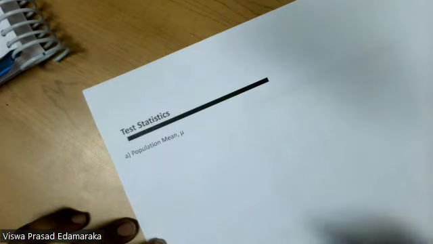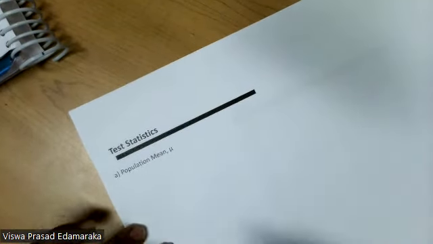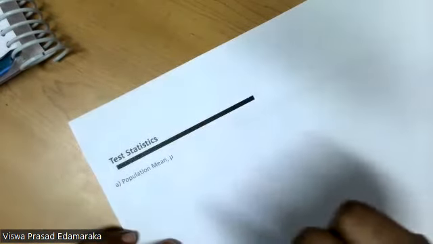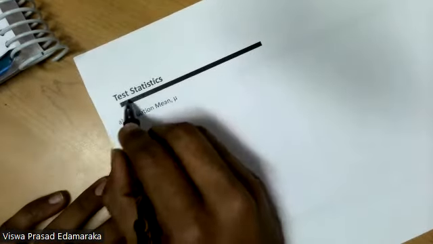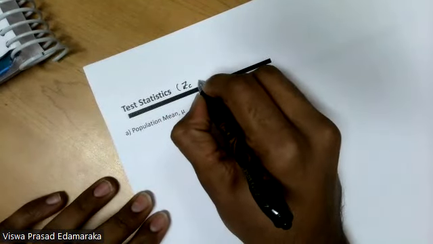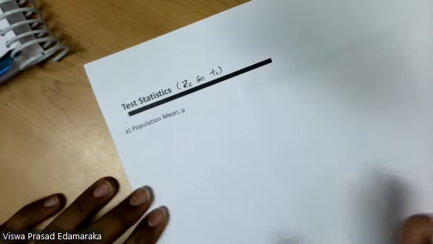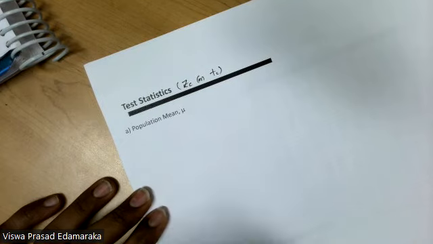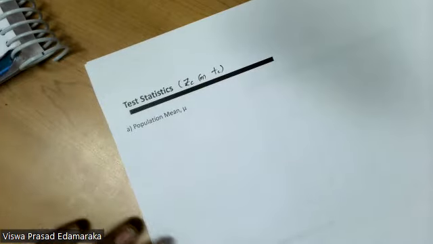This is very important, because most of the students don't know how to select the Z distribution or the T distribution. Please focus on this. The test statistic means ZC or TC. We have two different formulas. The difficulty is to find out whether to use the Z table or the T table. How do you know that?